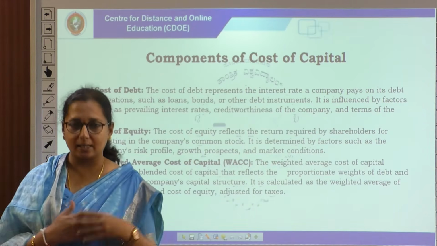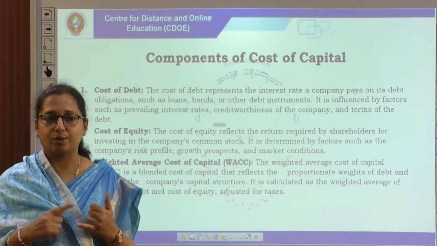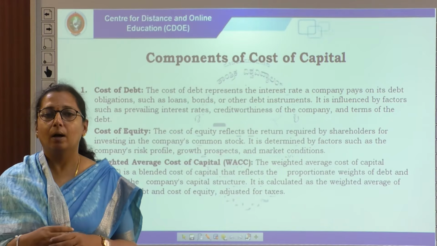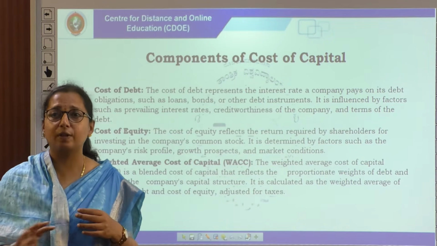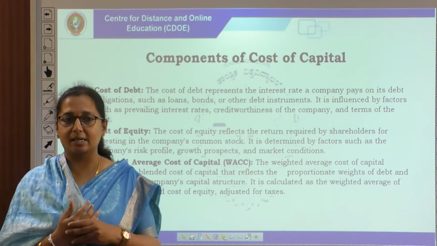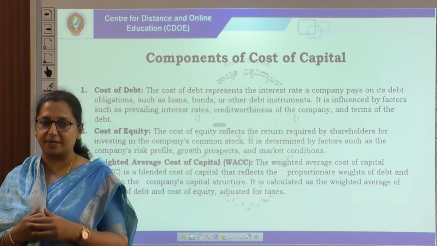What are the components? That is what we discussed: cost of debt, cost of equity, weighted average cost of capital. That means the proportion of investment made between debt and equity. Okay. Let us discuss what cost of debt is all about.